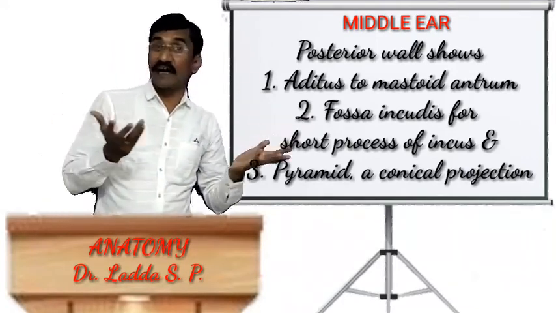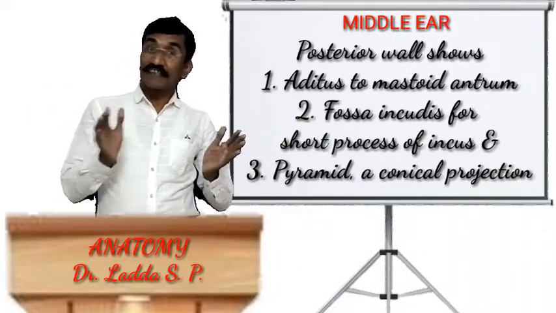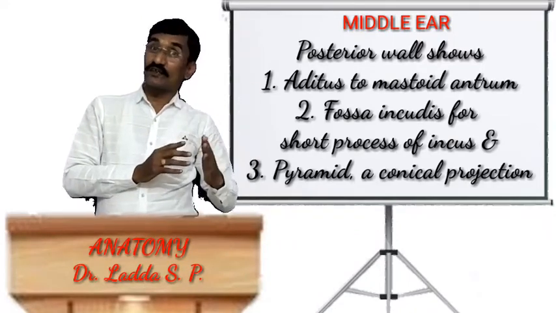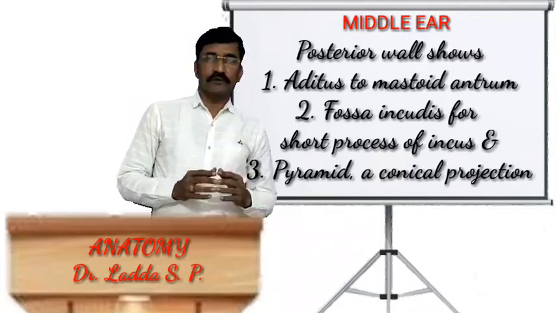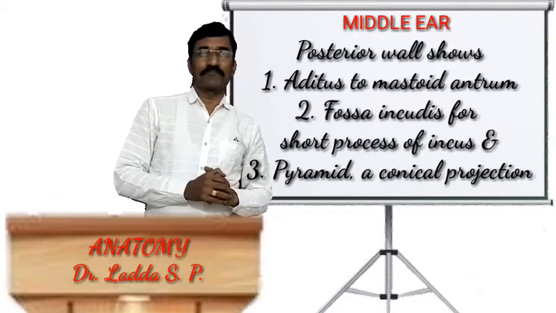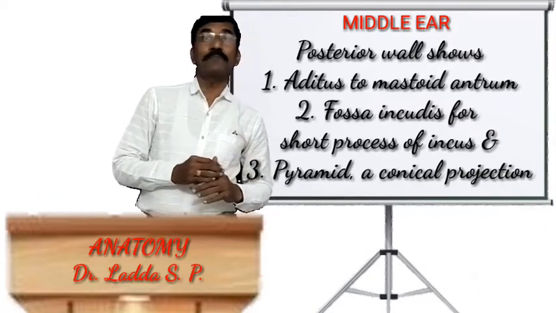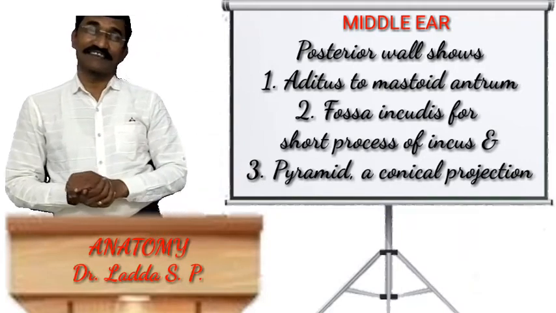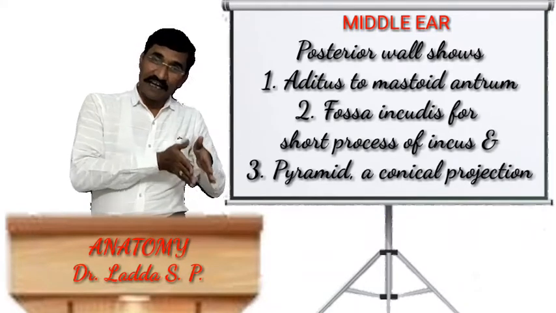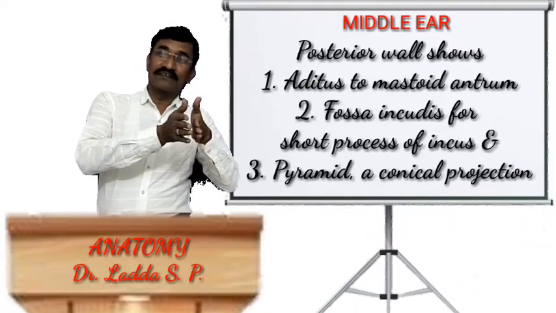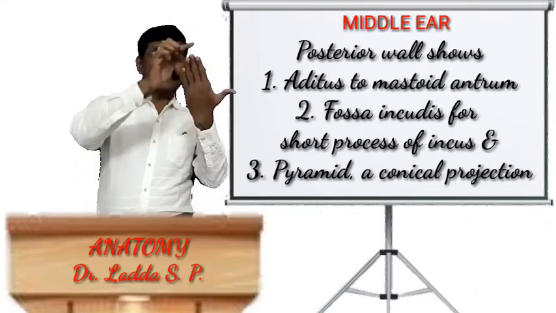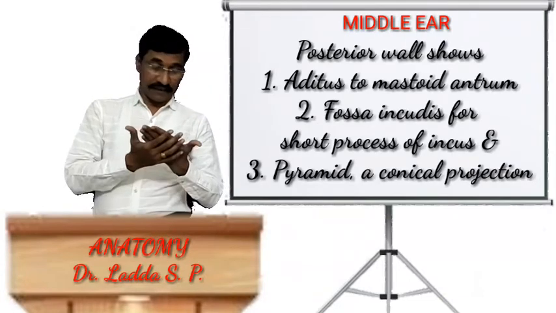We are taking a drama, and we are having a gathering. That is an auditorium. And in the auditorium, we have the entry portion, which many times is served with a red carpet. So to remember the name, you are supposed to remember this: entry to the auditorium. That is the aditus to the mastoid antrum.